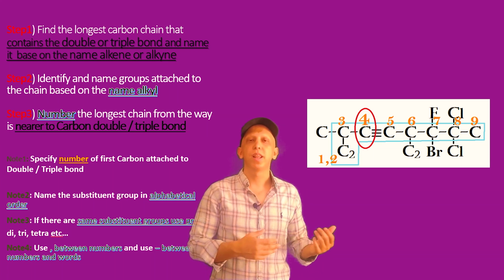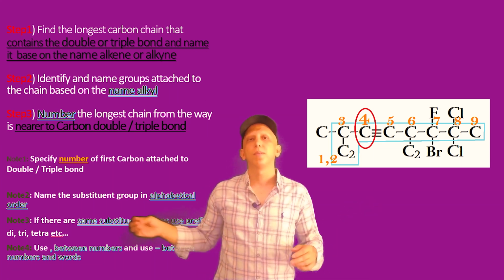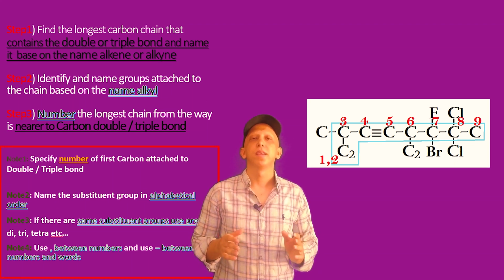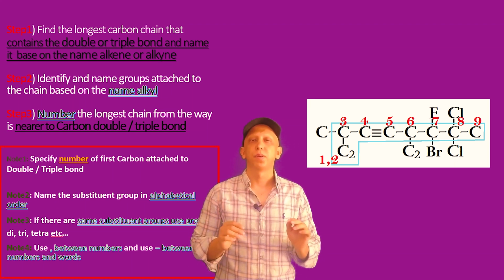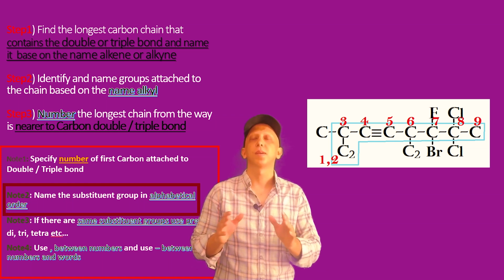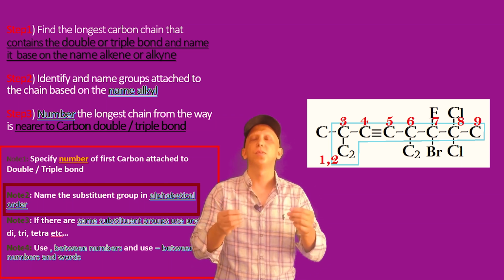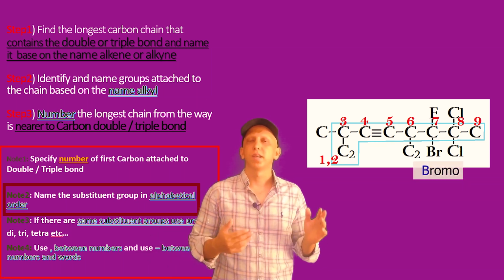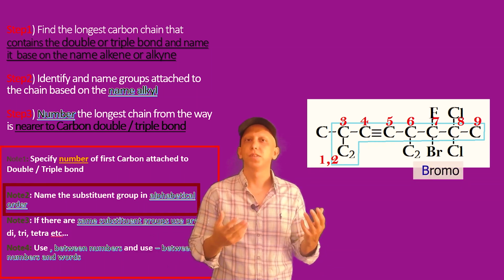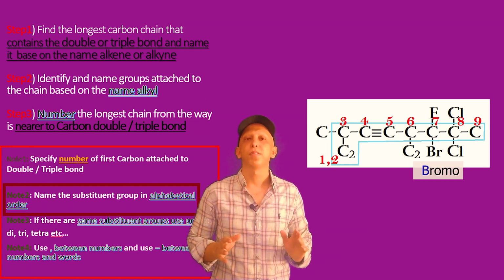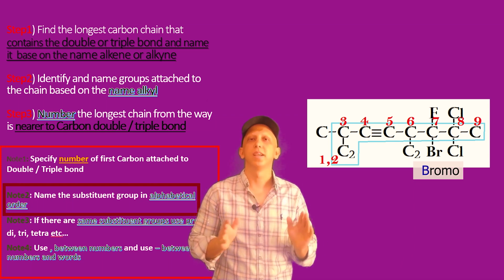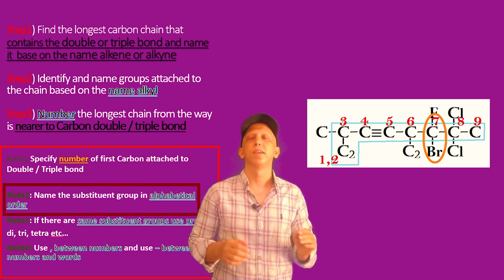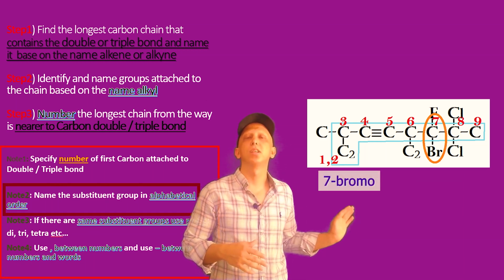Now it's time to name our structure with the help of the notes. As we know, we have to start naming from the substituent groups, and the priority is with the substituent group that is closer to A in alphabetical order. As we know, bromo starts with B and this is closer to A, so we have to write bromo first, and we know it sticks to carbon number 7, so we'll write 7-bromo.